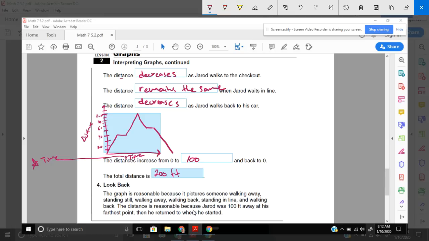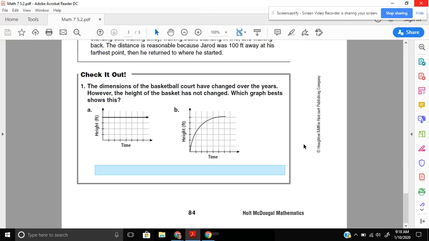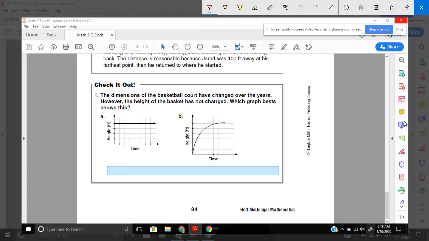Okay, kind of a long problem, but really breaking it down and showing you how we can sketch a graph from some simple information like that. Lastly, try the check it out problem here, and then we'll be finished with our portion of the tutorial for today.